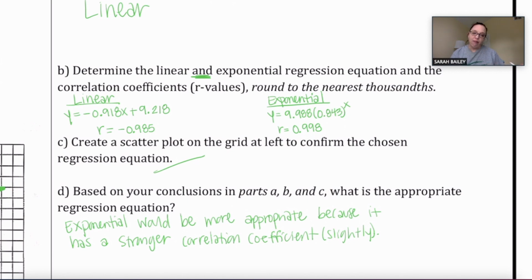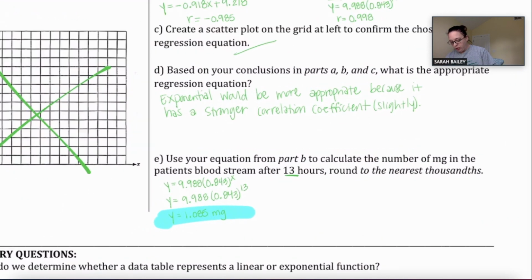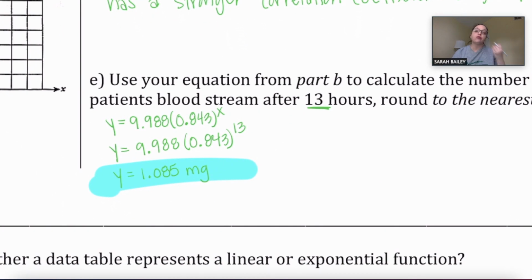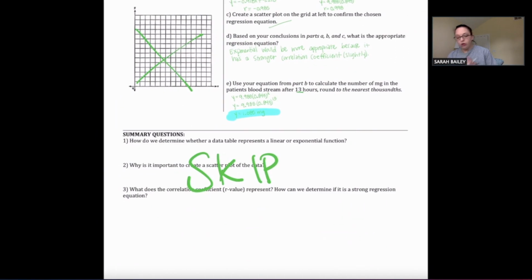When you graphed the exponential regression equation and the linear regression equation, both of those follow the data pretty closely, right? So you really need to look at that R value to determine which one would be the best, okay? Since I used the exponential regression equation, we find that after 13 hours, there'd be 1.085 milligrams of drug left. Okay, so you can skip this bottom part.